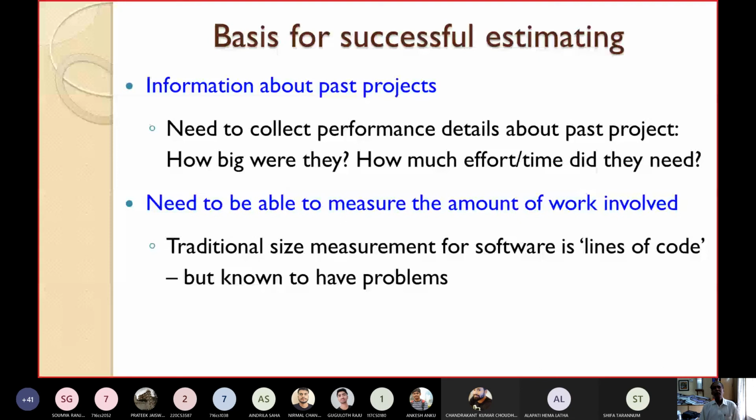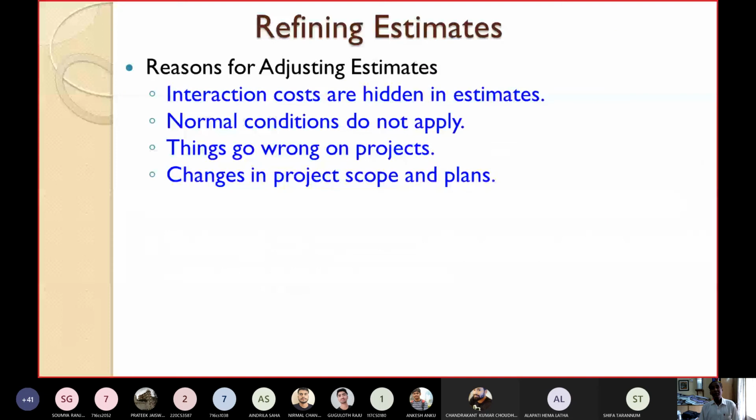As I have already told you, don't make a single estimate. You make an initial estimate, then try to refine and revise it. Let's see the reasons for adjusting or refining the estimates. Because the interaction costs are hidden in estimates. While making the initial estimate, you might have included interaction costs, which should not be there. So you have to refine or revise the estimates.